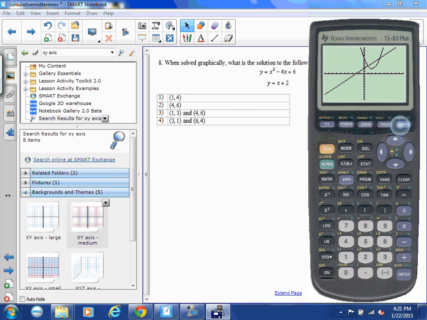We can also go to our table. We can find our mirror image, and where we see the same value in the y columns, that's an answer. 4, 6 is an answer. 1, 3 is an answer.